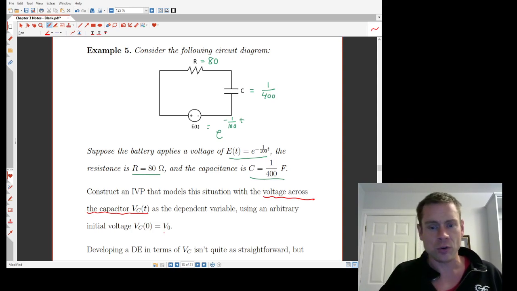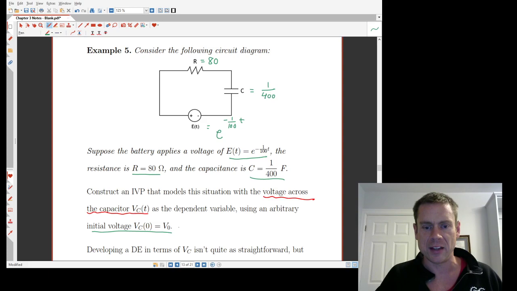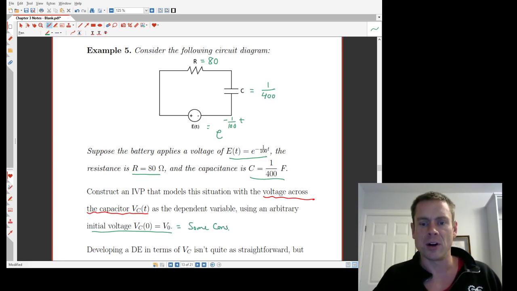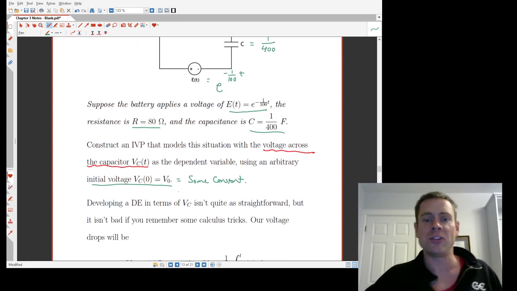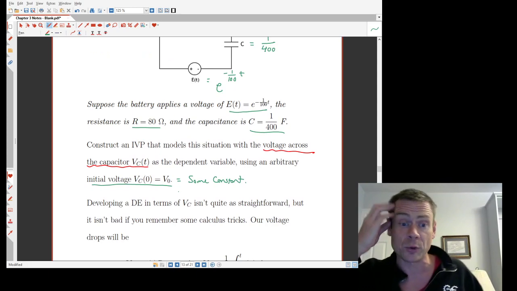And this time too, there's an arbitrary initial voltage given by, at time 0, the initial voltage is equal to whatever it is, V0, some constant. So I'm going to say here that this is some constant. And I might pose a problem to you that way as well, and have you set things up in terms of a parameter of some sort.